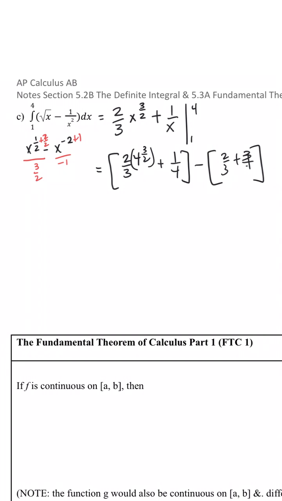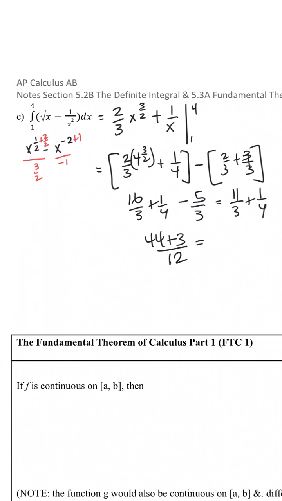I'll call that 3/3. Okay, so 4 to the 3/2, you should be able to do that without a calculator. That's 8. So this is going to be 16/3 plus 1/4 minus 5/3. So first of all, we can call that 11/3 plus 1/4. Let's get a common denominator, 44 plus 3 over 12, so 47/12.